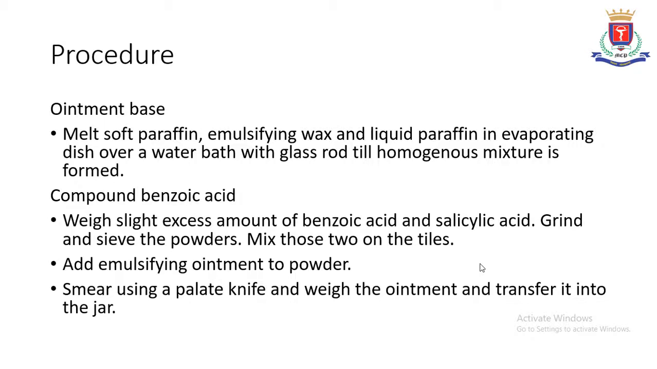Once a homogeneous mixture is formed, after cooling this mixture, whatever product you get is the ointment base, which will be semi-solid in nature. Then for preparation of compound benzoic acid ointment, you take a slight excess amount of benzoic acid and salicylic acid. Then you grind it and pass it through a sieve so that the particle size is uniform for both the APIs. Then you mix the two powders on the tile. Then you add the emulsifying ointment to the powder and carry out the levigation process.